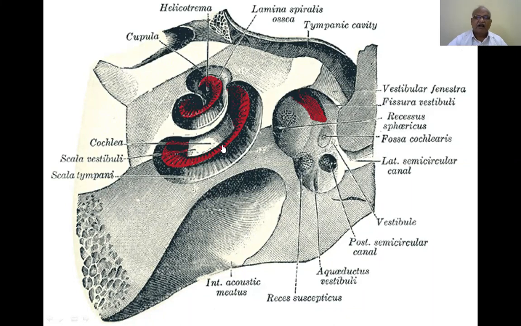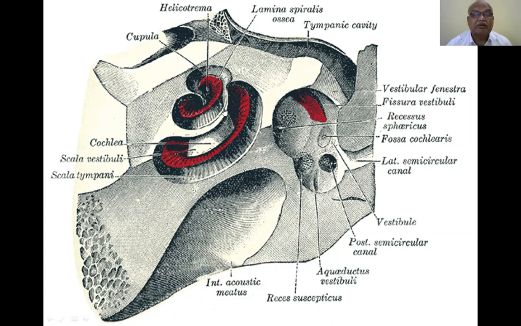Cochlea is nothing but a rounded structure of two to three turns. Its most central part is called the modiolus. The most prominent part of the apex of the modiolus is called the cupula. So the cochlear canal is divided by a spiral lamina into scala vestibuli above and scala tympani below.